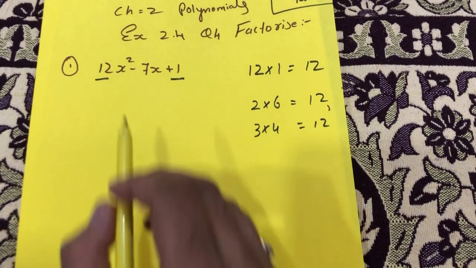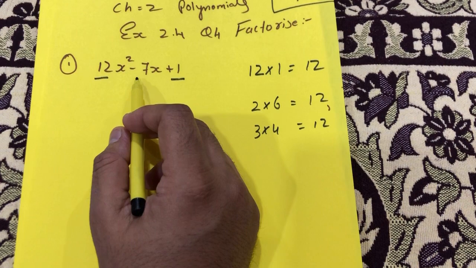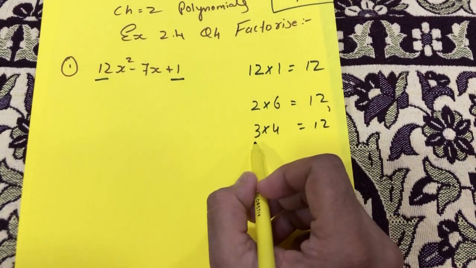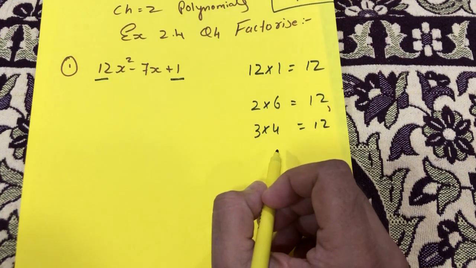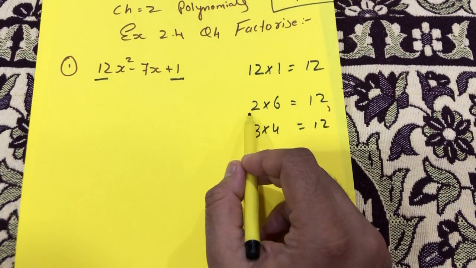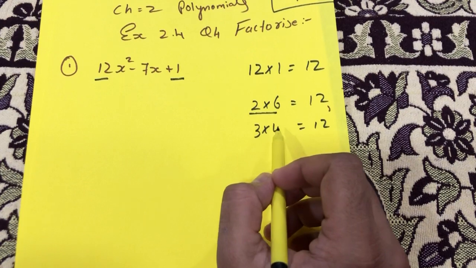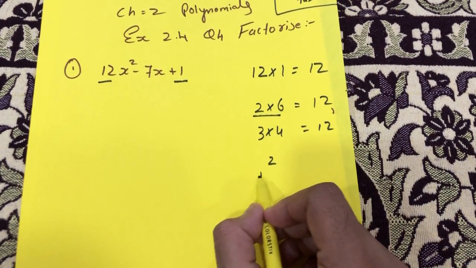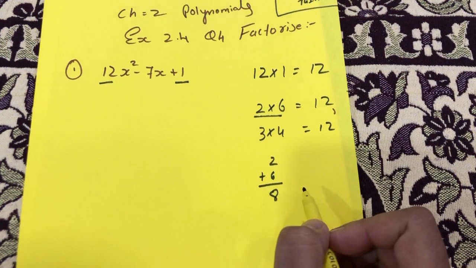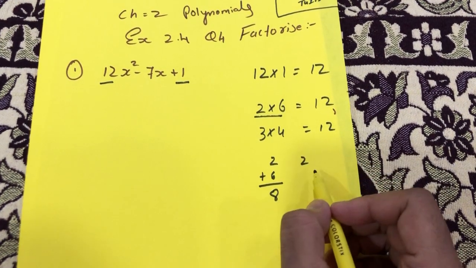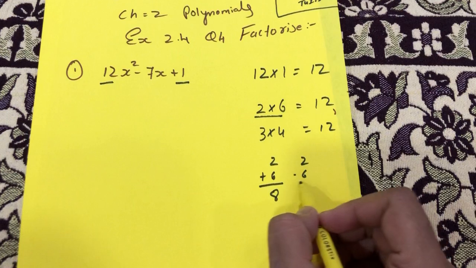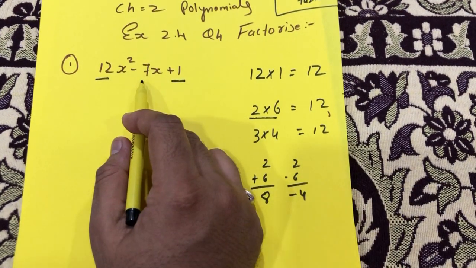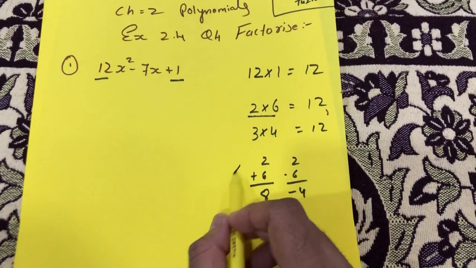Now we have to bring minus 7 with the help of either 2 multiplied by 6 or 3 multiplied by 4. If we take the factors 2 and 6, 2 plus 6 will come 8, and 2 minus 6 will come minus 4. That means minus 7 is not coming. So this pair is wrong.